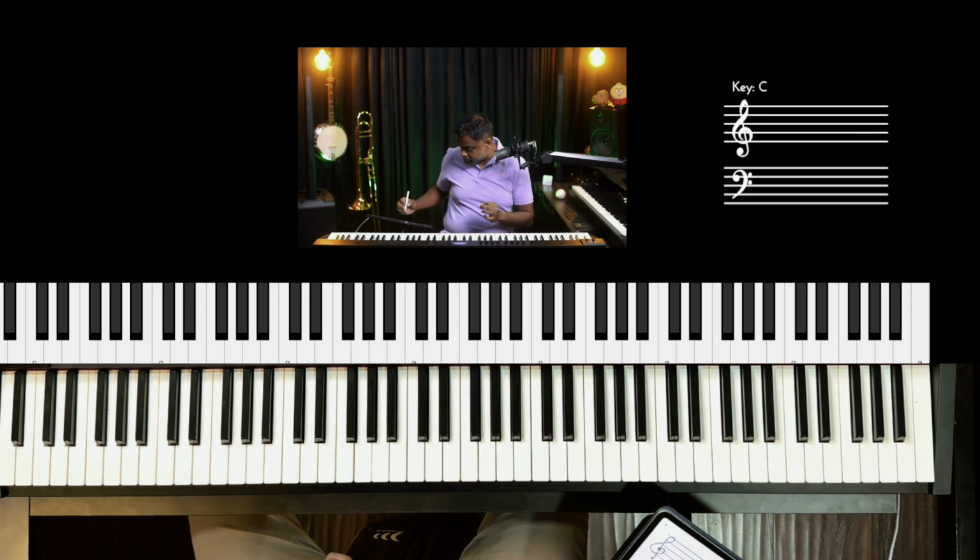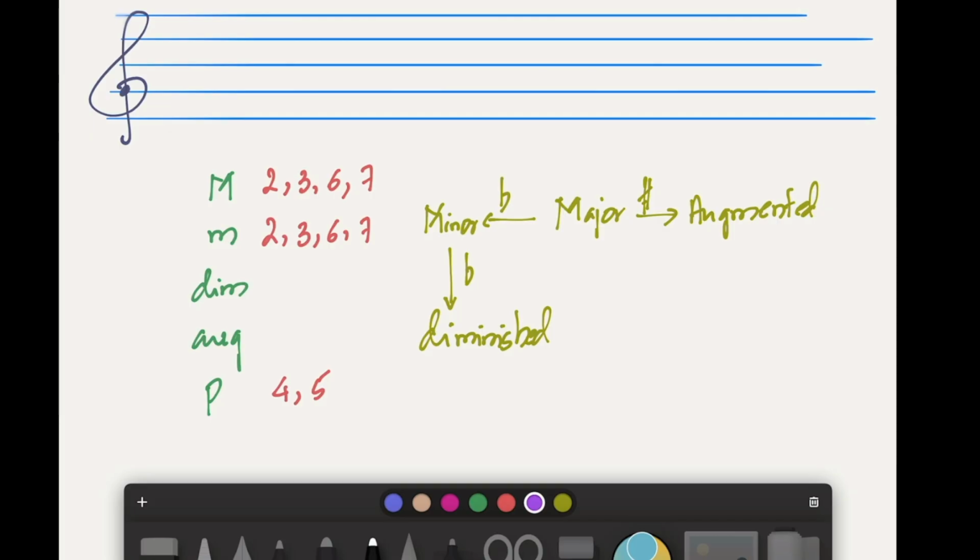So if we have to notate this on the sheet or in staff, C and then E would be a major third. Then if you take C to E flat, that would be a minor third. Then if you take C to E flat flat, which is nothing but D, we call that a diminished third. And finally, last but not least, if you take C to E sharp, that would be an augmented third.